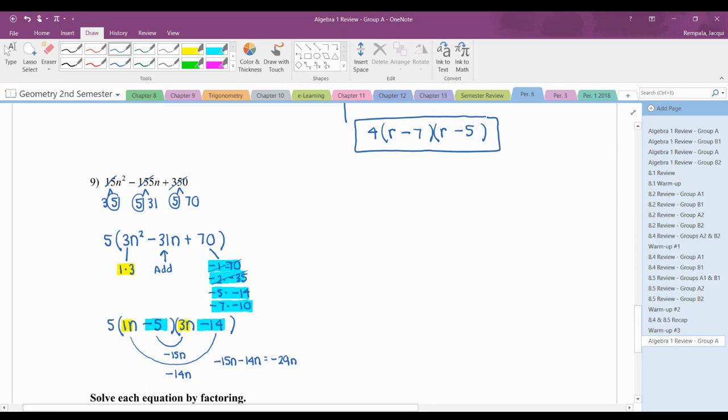Okay. I think what I'm going to do is just switch the numbers. I think I'm going to try the -7 and the -10. So once again, I keep that GCF of 5 on the outside. I'm going to keep the 1n and the 3n to start us off.